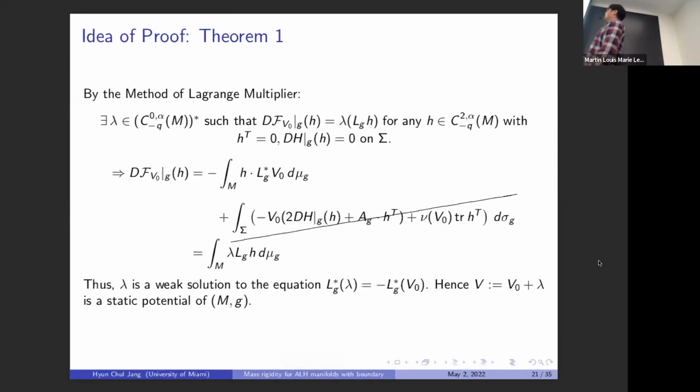Right, and now we compare this with this right-hand side term, then you get this equality. These two integrals are equal, okay? So this means that lambda is a weak solution to this equation, Lg star lambda equals minus Lg star V naught. Okay. So by moving this to the other side and adding them, then we can see this is a static potential. Okay. Any questions?